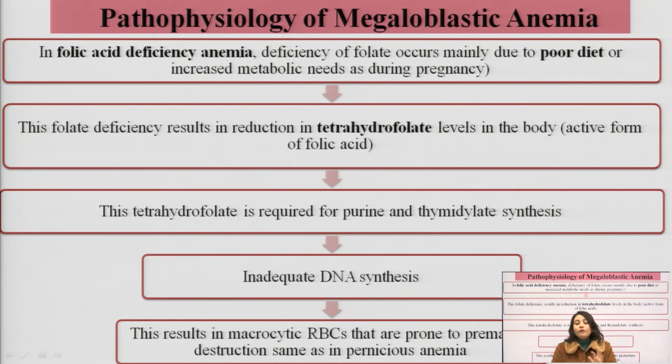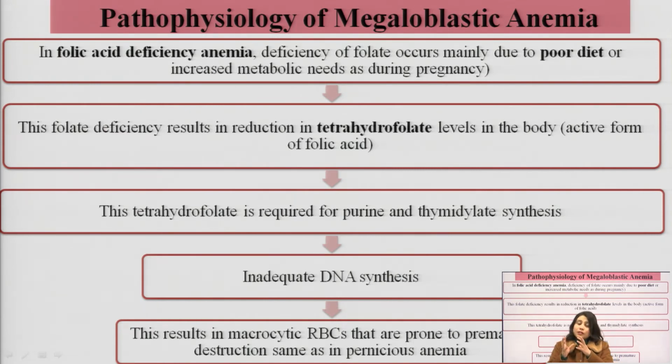Moving ahead, in folic acid deficiency anemia, deficiency of folate generally occurs due to either poor dietary intake or increased metabolic needs. During pregnancy, for example, the needs for folic acid are increased. This folate deficiency results in a reduction in tetrahydrofolate levels in the body. Tetrahydrofolate is the active form of folic acid. This active form is also mandatory for DNA synthesis, basically purine and thymidylate synthesis. So when there is folate deficiency in the body, it results in inadequate DNA synthesis.